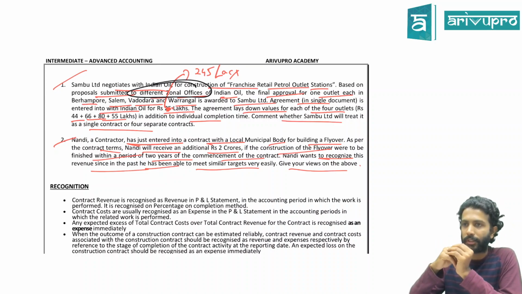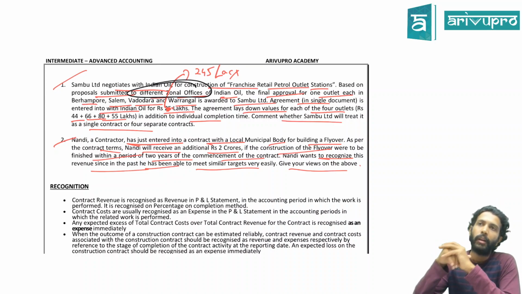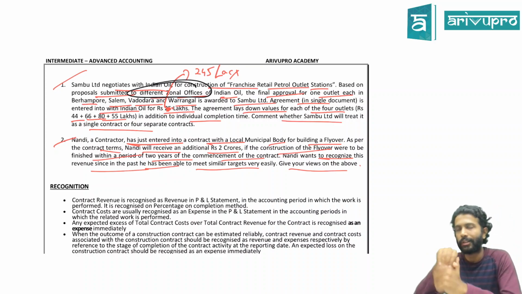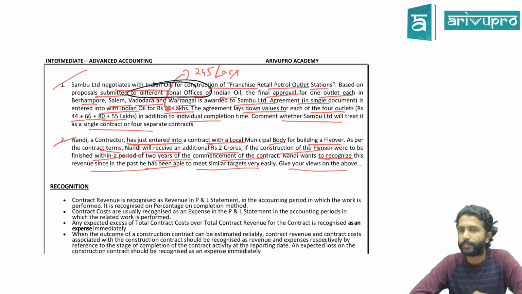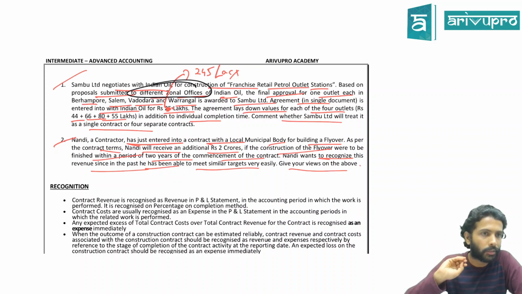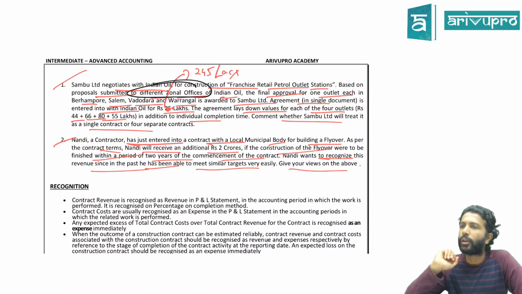What is the cost method? Let's say the cost to construct that flyover is 2 crore rupees. The cost required, not the contract price. Contract price means what? Revenue. Revenue is not 2 crores. The cost required to construct that flyover is 2 crore rupees. We've already spent 1 crore. Total cost we estimated to build that flyover is how much?